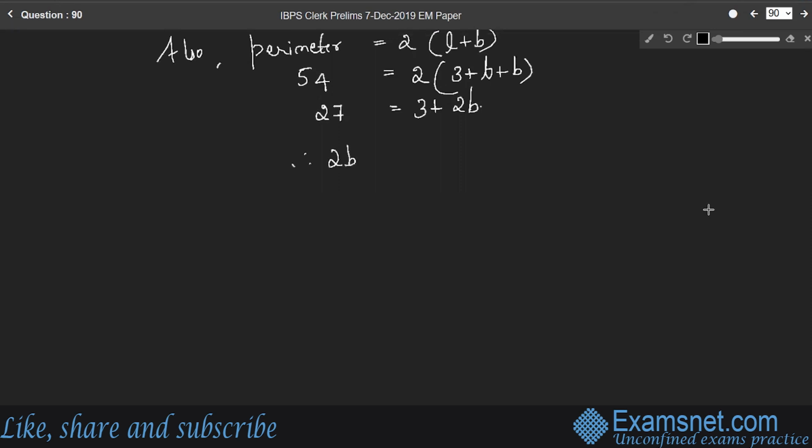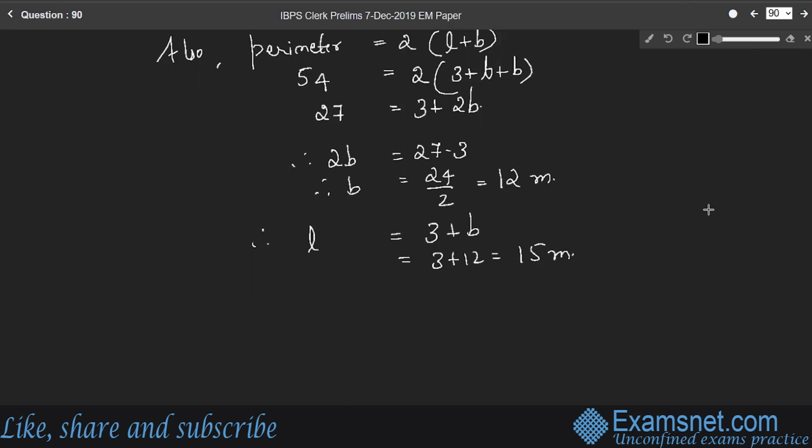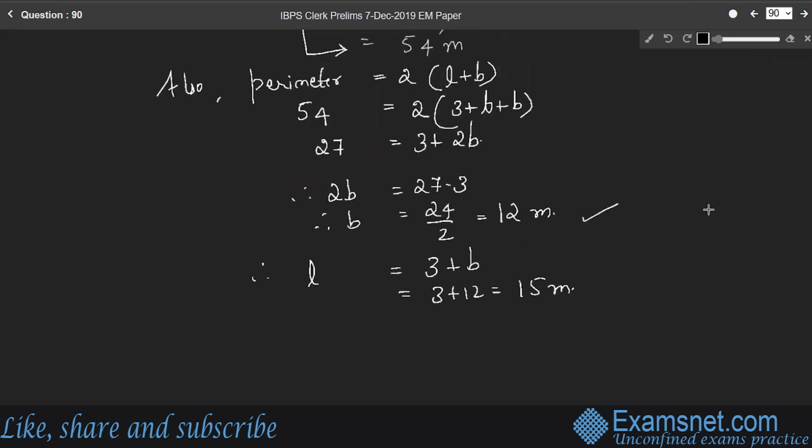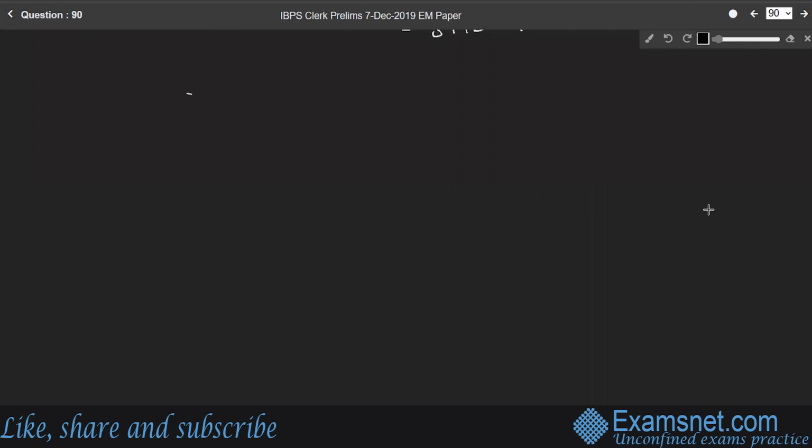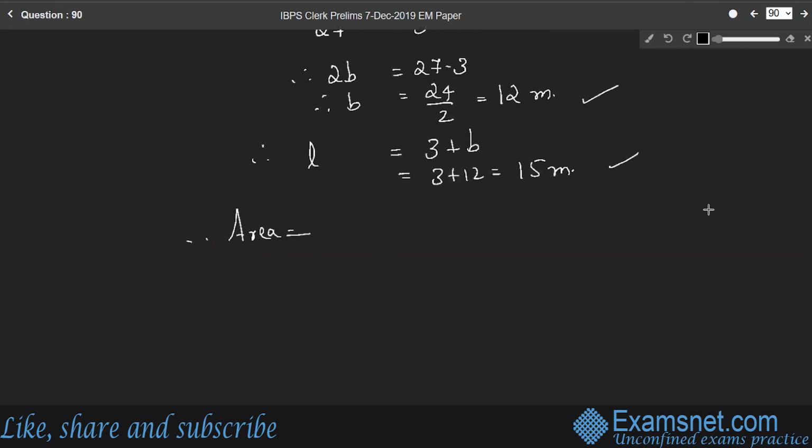Therefore, 2B is equal to 27 minus 3, which is 24. Therefore, B is equal to 24 by 2, which is 12 meter. Right? Therefore, L is equal to 3 plus breadth, which is 3 plus 12, 15 meter. So, we know the value of length and breadth. Therefore, area of the rectangle is length into breadth. So, it is 15 into 12.